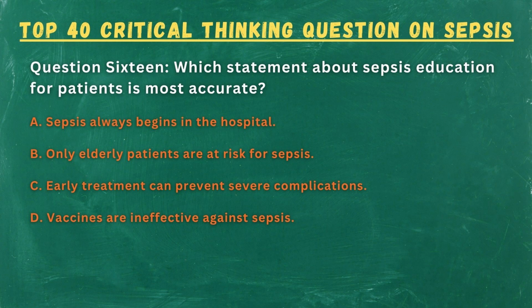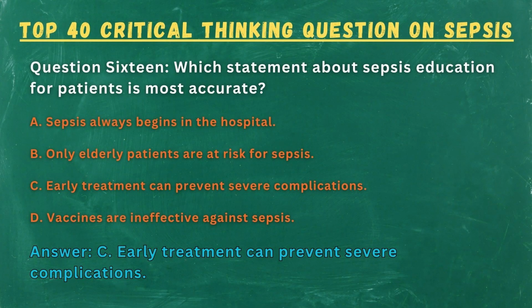Question 16. Which statement about sepsis education for patients is most accurate? A. Sepsis always begins in the hospital. B. Only elderly patients are at risk for sepsis. C. Early treatment can prevent severe complications. D. Vaccines are ineffective against sepsis. Answer: C. Early treatment can prevent severe complications.